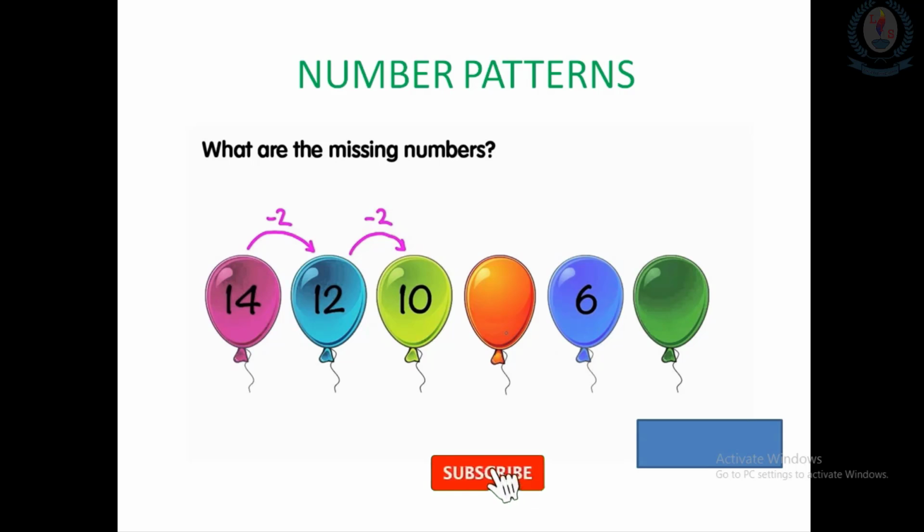Number patterns. What are the missing numbers? You can see a picture. 14, 12, 10. So 14 subtract 2 is 12. 12 subtract 2 is 10. 10 subtract 2 is 8. 8 subtract 2 is 6. 6 subtract 2 is 4.